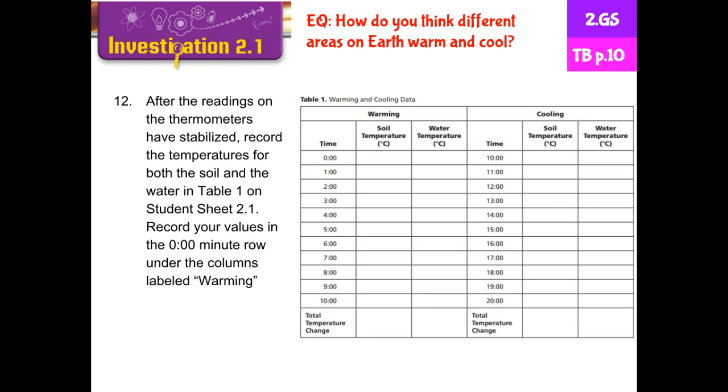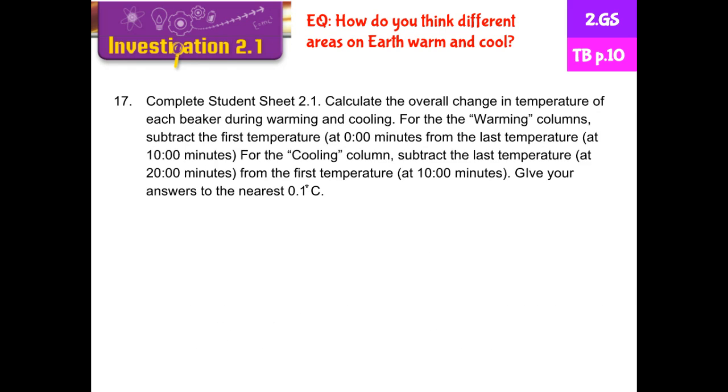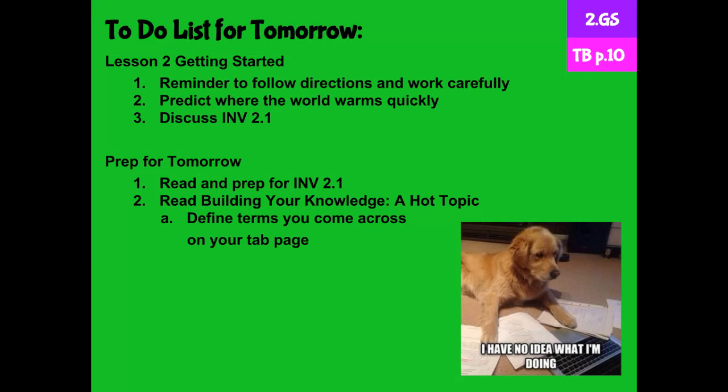And then here's an example of what your data table could look like. And then after you turn off the lamp, you're going to see how, once it's warm, it cools off. So you're going to warm up the temperature and then let it cool off. When you finish, you'll have to do some cleaning up. And then your student sheet 2.1 is where you're going to be recording your information for the warming column and then for the cooling column.